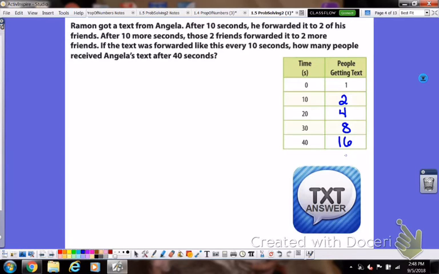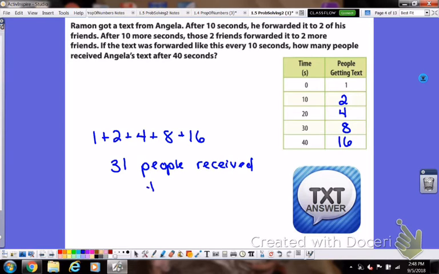In order to get our final answer, we actually have to add each of our boxes, because all of these people, our 8, our 4, our 2, and our 1, also got that text, not just the 16 people at the end. And if we add those all up, we get 31, and we always label. So 31 people received the text. Okay, so again, our strategy here was to create a table. The table was already there for you, but we still use that table strategy.